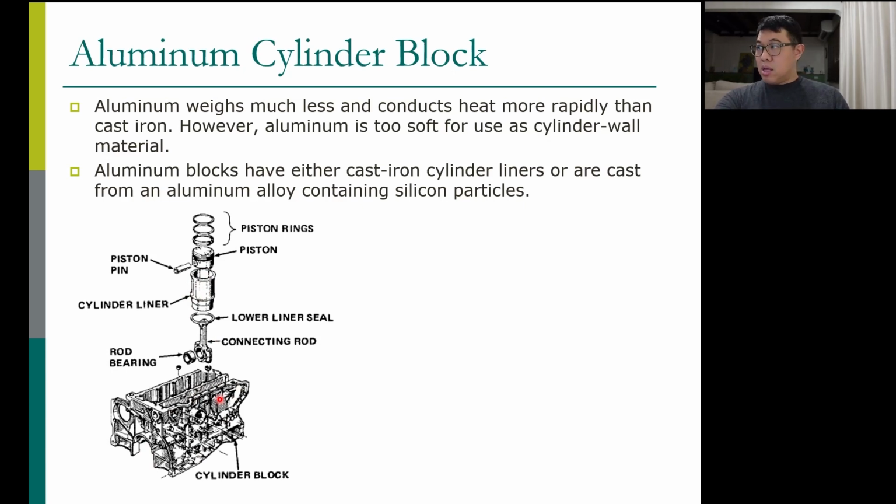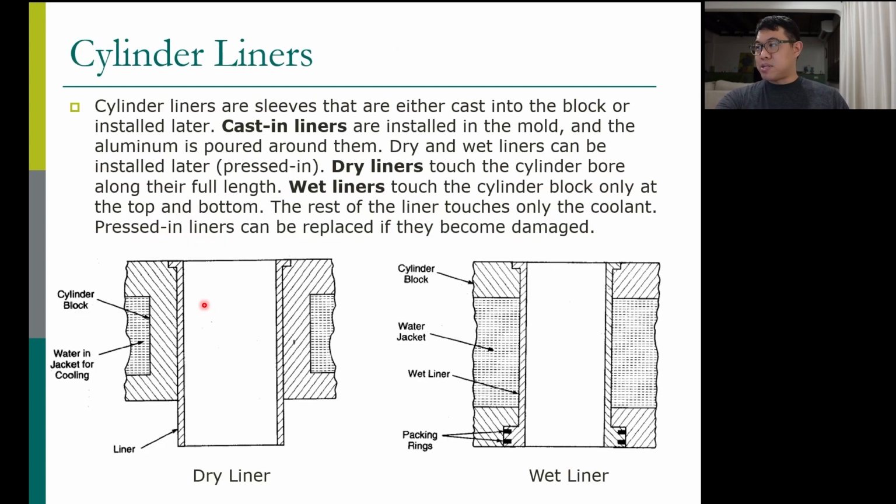Now this liner also has many types. You can have a cast-in liner, so you put the liner in during the casting process when you make the cylinder block. Or you can press in. You can press in later, so cast the aluminum cylinder block, and then push the cylinder liner in later. You can do both of them. There are two choices.